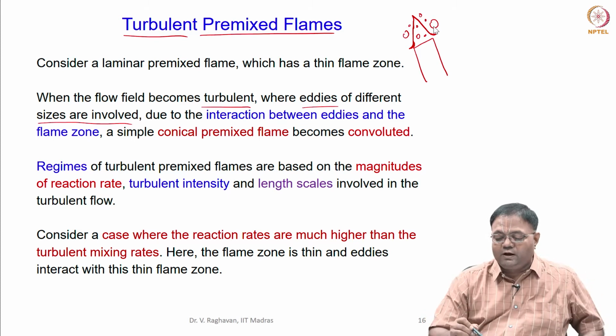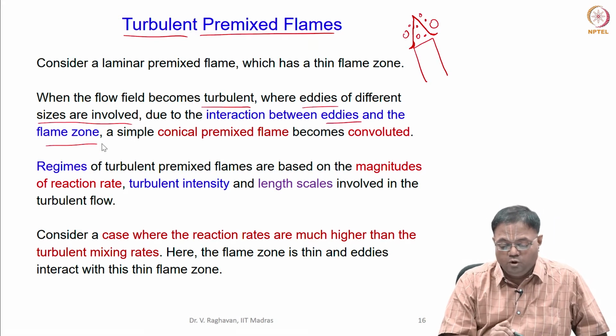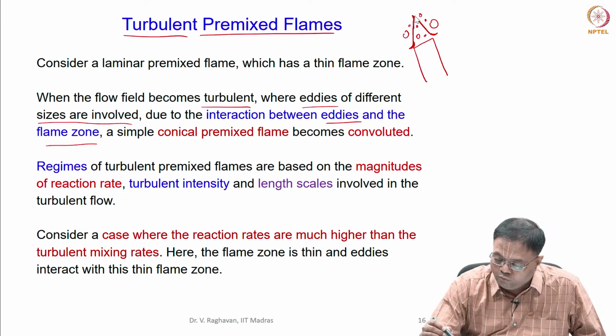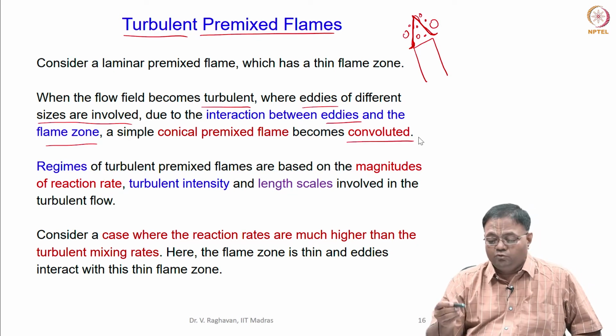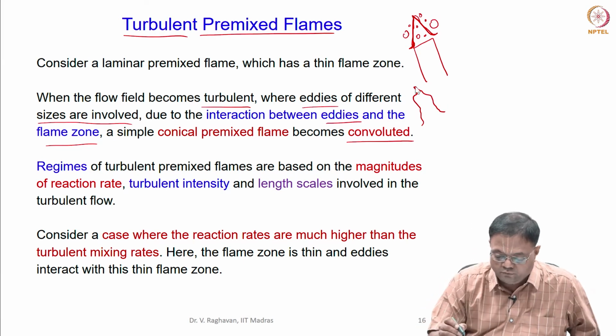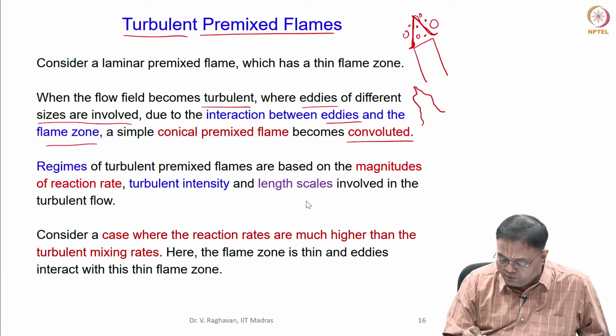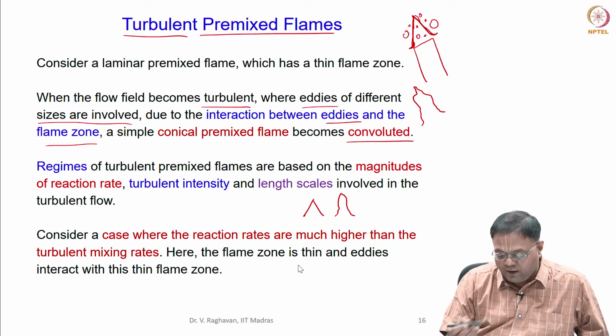So because of the interaction between the eddies and the flame zone, a conical flame which is well behaved in the laminar regime becomes convoluted, that is complex. You can see that the eddies act on this, and you can see some oscillations in the flame zone. A flame which is conical in shape, acted upon by the eddies, will be like this. So with time this is going to change.